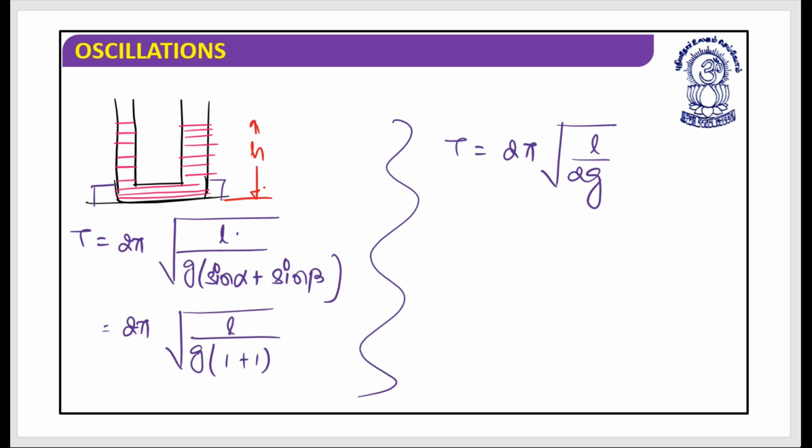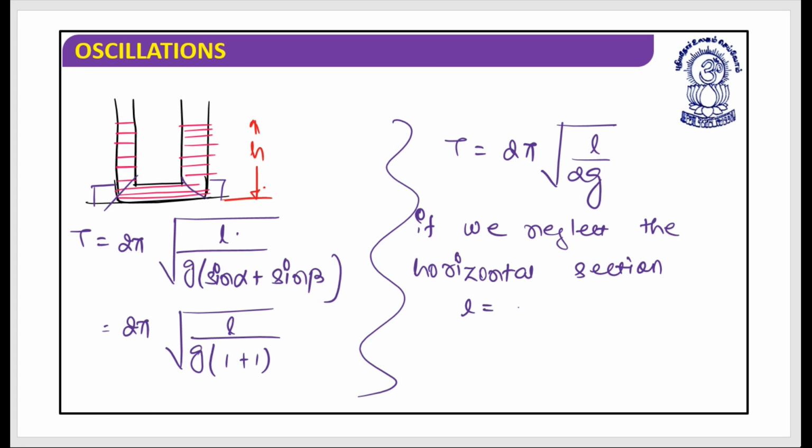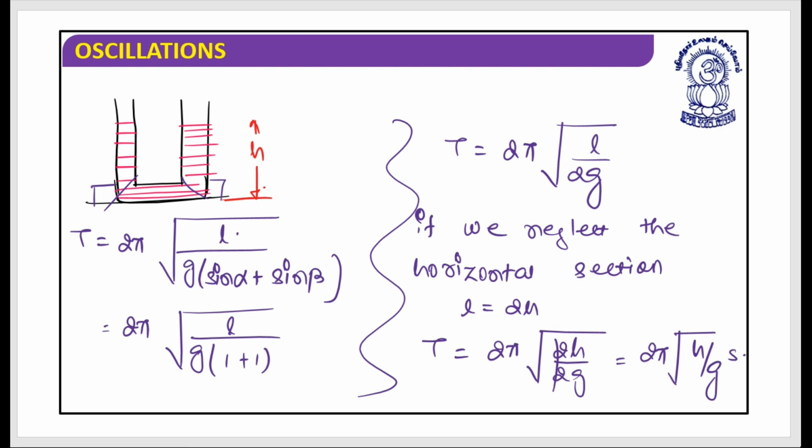This is the situation. Now if we neglect the horizontal section, then L is equal to 2h, and from this T is equal to 2 pi root of 2h by 2g. This 2 has gone, and I have been left with 2 pi root of h by g seconds. This is the time period. I hope this is clear.